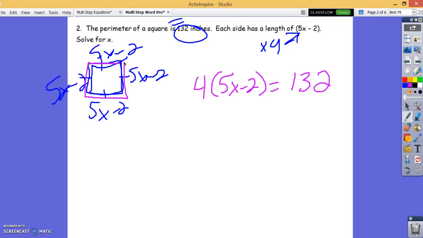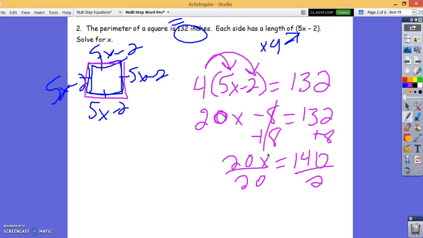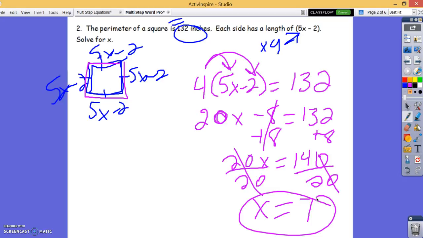But I think this is simpler, less room for error, and we're going to go ahead and multiply this out. 4 times 5x is 20x, okay, minus 8, equals 132. What I'm going to do next is add 8 to both sides. And then I'm left with 20x equals 140. And from there, I'll divide both sides by 20. X equals. Now the zeros cancel out, and 14 divided by 2 is 7. It told me to solve for x, so I have 7.